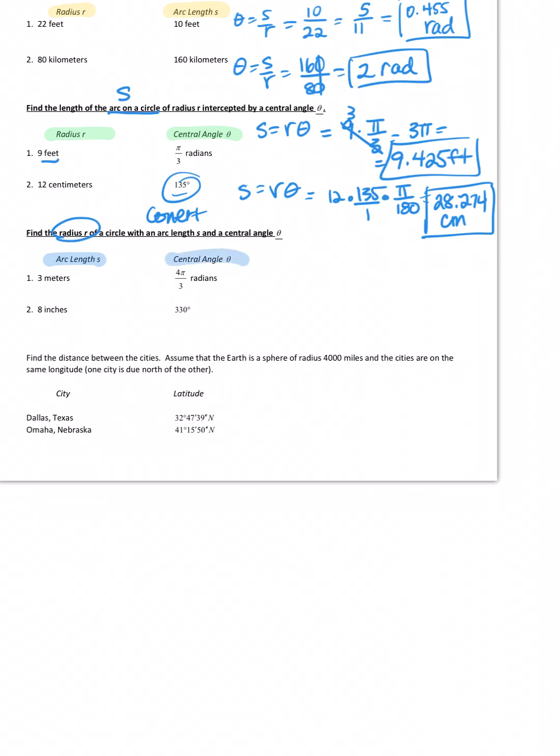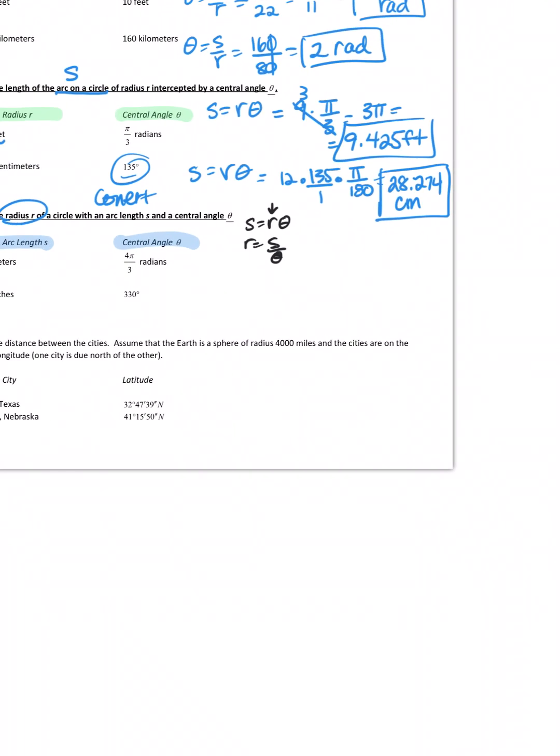So we're going to need to rearrange our equation a little bit, all right? S equals R theta. We need to solve it for R. Well, that's not too hard. R would then be S divided by theta, right? S divided by theta. Okay. So let's do this.